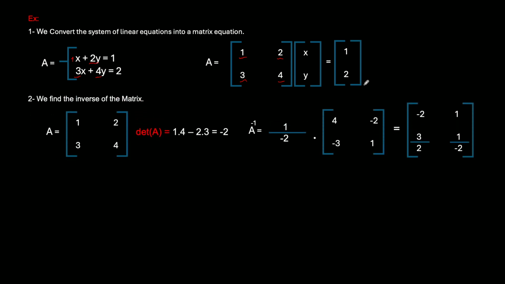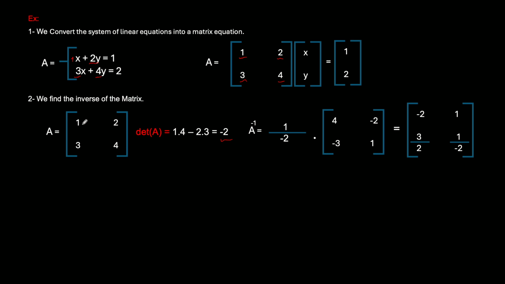Second step is we find the inverse of the matrix. So we have to find the inverse of this matrix, 1, 2, 3, 4. It is the same one here. Okay? First step is we calculate the determinant, as we said before. If the determinant is equal to 0, this means the system has no solution and we stop. If the determinant is not equal to 0, as we see here, it is equal to -2, we continue and we find the inverse, then we continue to the third step.